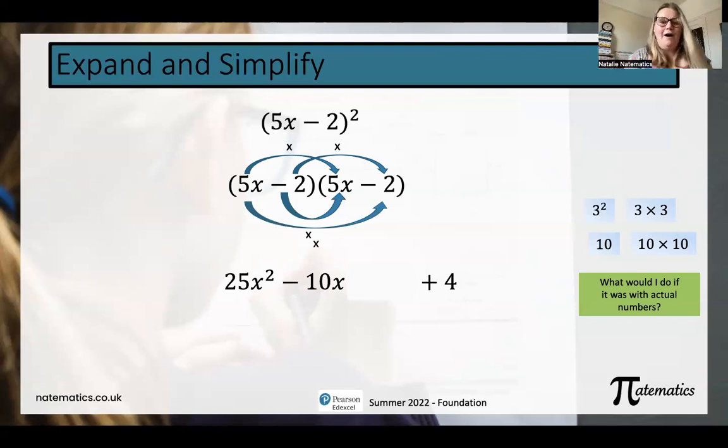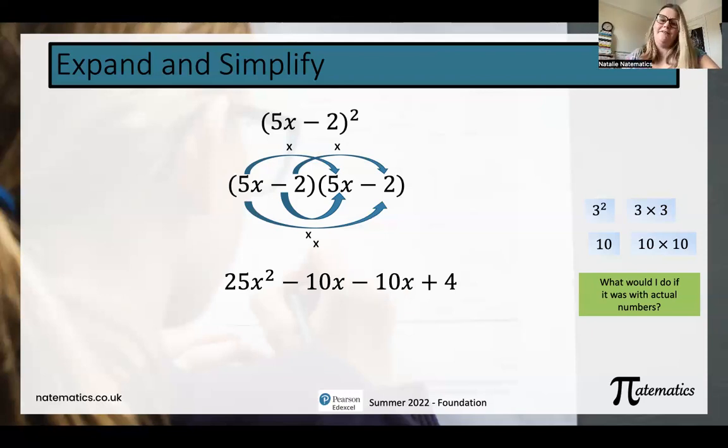So yes, 5x times minus 2. What are we going to do? Numbers first. 5 times 2, 10. A positive number times a negative number is negative. We've got x in one, nothing in the other one, so it's just x. So there we go.